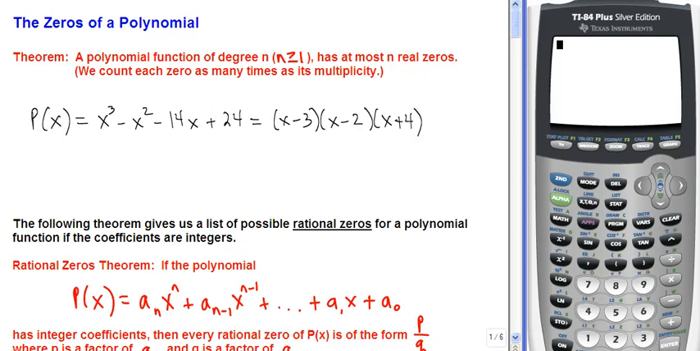Welcome to the video lecture on the zeros of a polynomial. In this video lecture, we're going to talk about how to find the zeros or roots of a polynomial using the calculator as a guide, but trying to find these zeros as algebraically as we can.